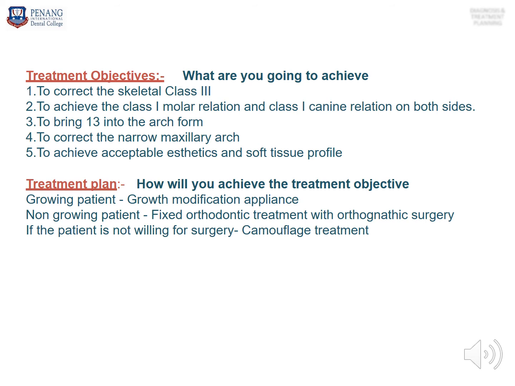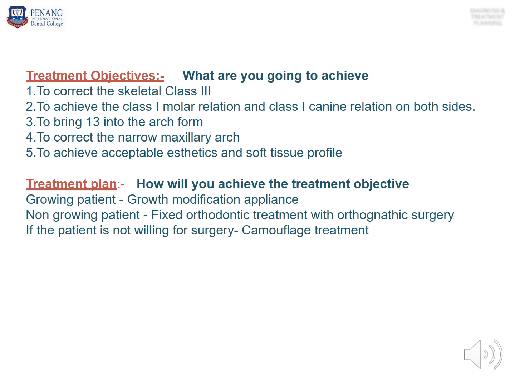So how will you achieve the treatment objective? Similar to the class 2 case just now, the treatment differs between a growing patient and a non-growing patient. In a growing patient, we can consider a growth modification appliance such as a reverse headgear appliance or face mask. And then, in a non-growing patient, we may need to consider fixed orthodontic treatment with orthognathic surgery.